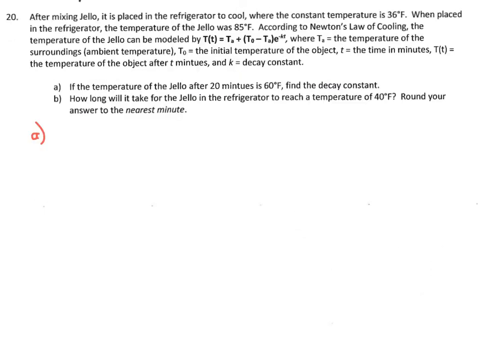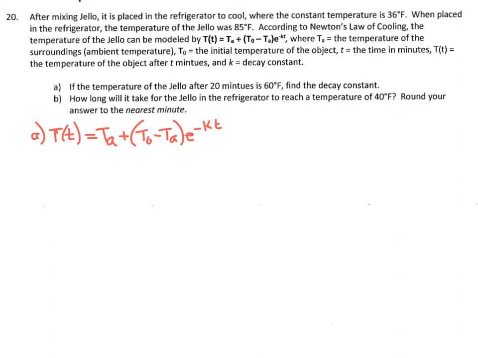Okay, so number 20 is a Newton's law of cooling problem. They give you the formula here. They tell you what everything stands for. And you just basically have to read and plug in what goes where. Now in part A, it says, if the temperature of the Jell-O after 20 minutes is 60 degrees, find the decay constant. So what we're looking for is the K. So that means we have to plug in numbers for everything else. All right, so let's just read and see what everything else stands for.